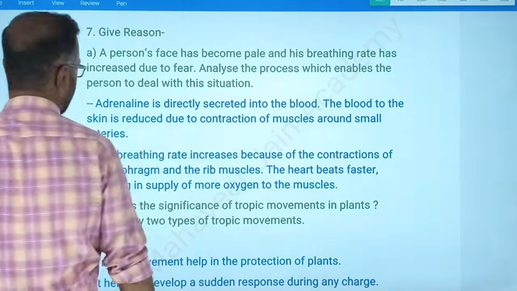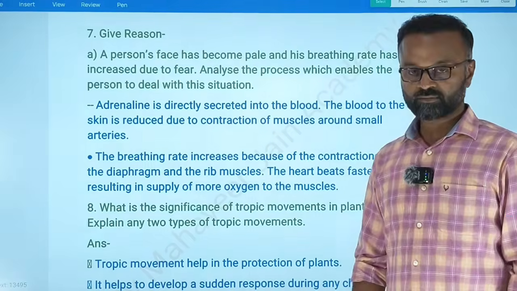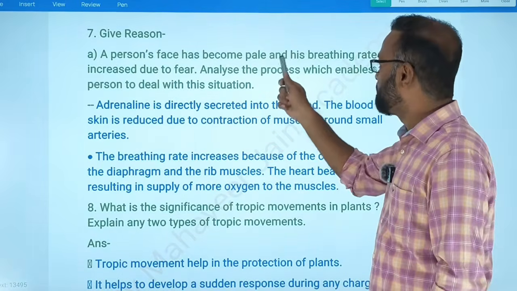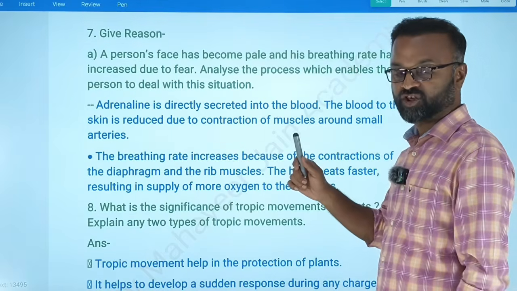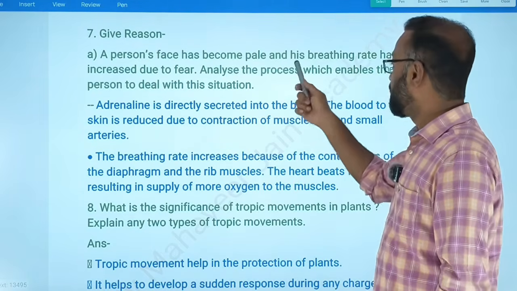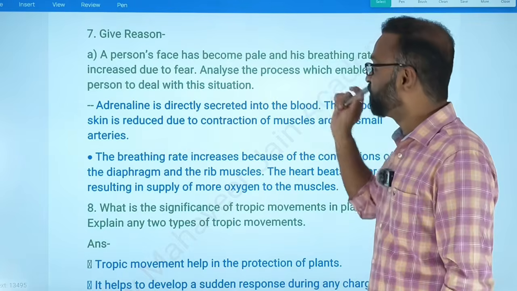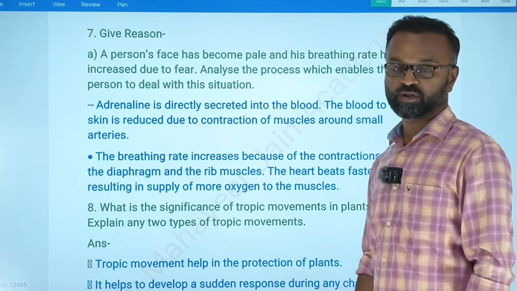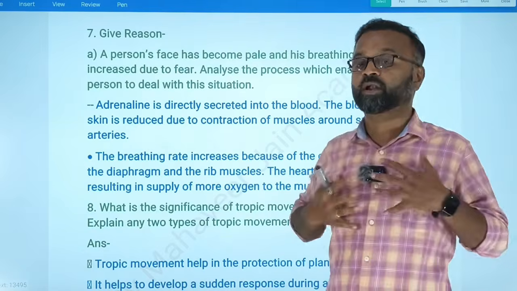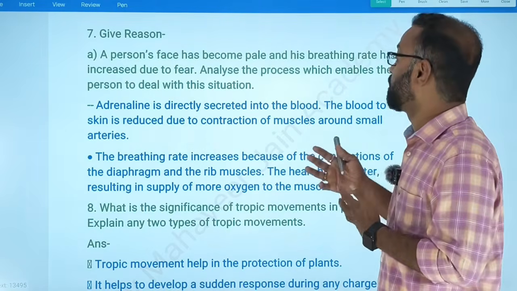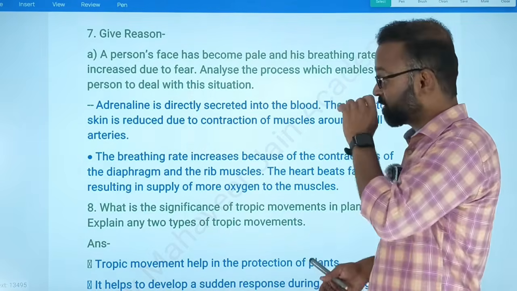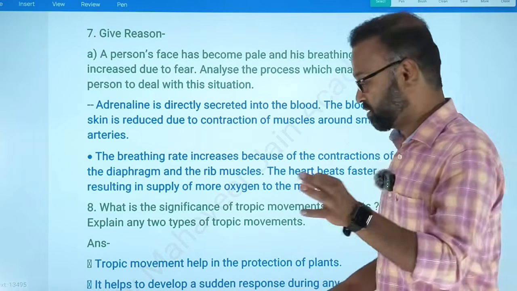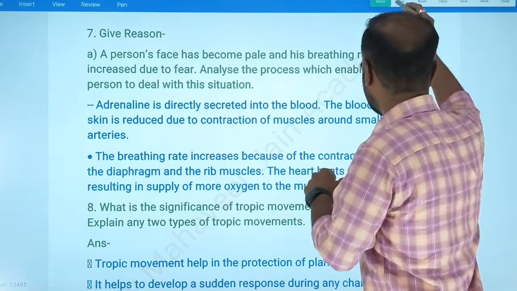Okay. Next one, see here. Give reason. A person's face has become pale, the color change, and his breathing rate has increased due to fear. Analyze the process which enables the person to deal with this situation. Students may say, hey sir, what sir? Become pale, breathing rate increase due to fear. They are not talking about anything else. What are they asking about?